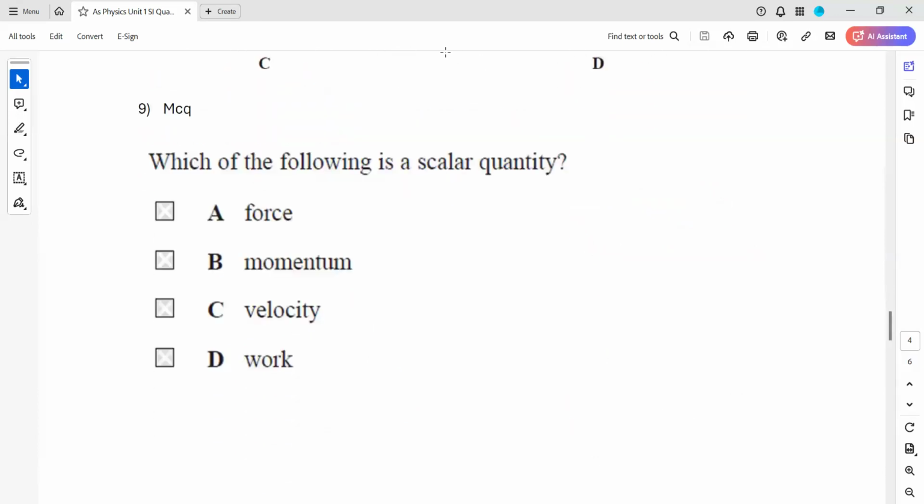Which of the following is a scalar quantity? Force is a vector, momentum is a vector, velocity is a vector. So work is a scalar quantity, it does not have a direction.